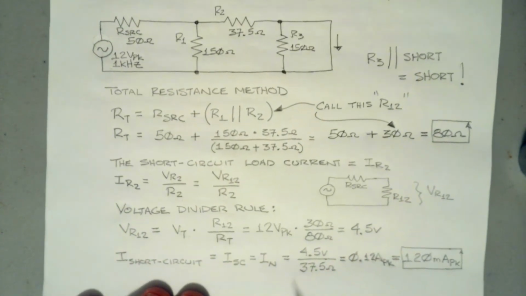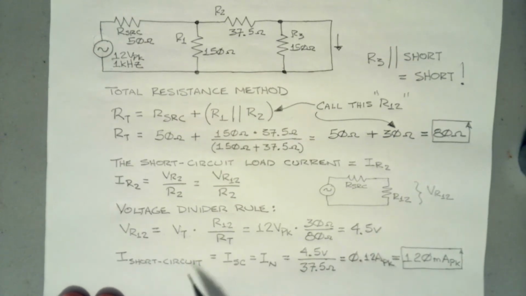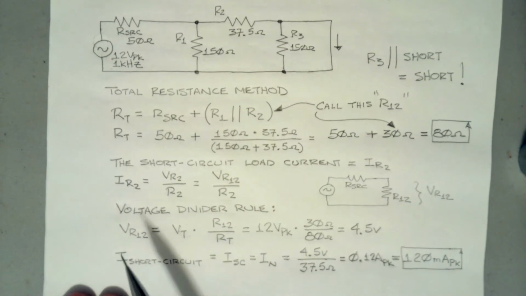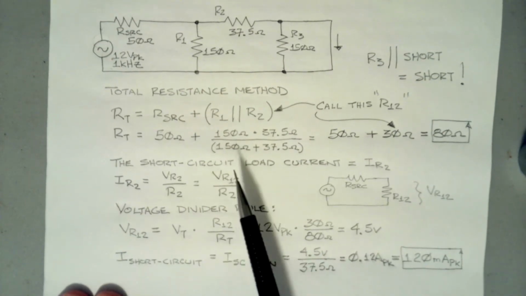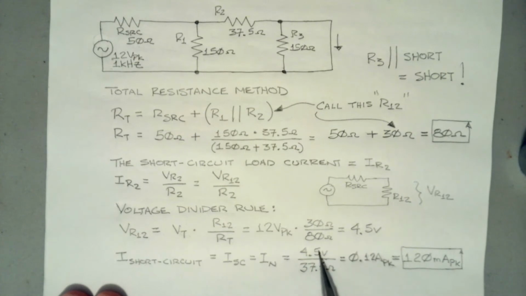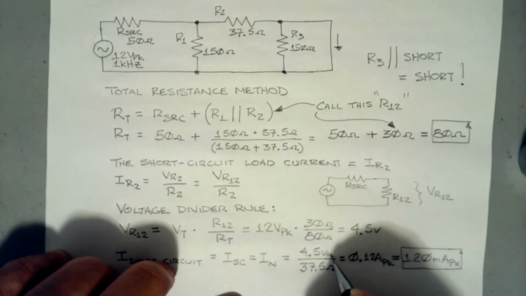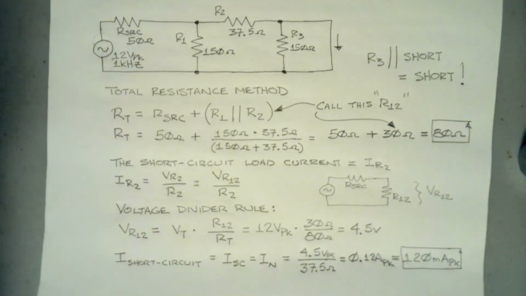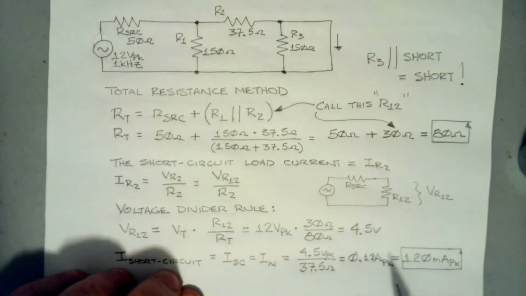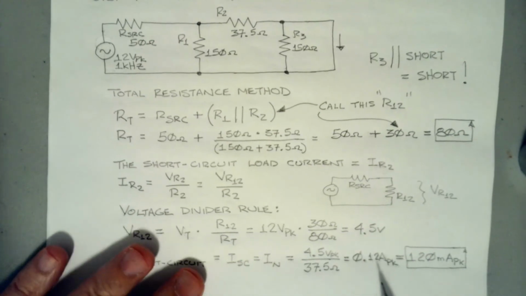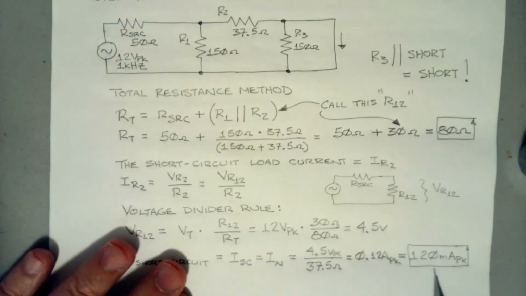So I come down here and I say, the short circuit current is going to be this I2. So we have this voltage now of 4.5, so it's going to be 4.5 divided by R2, which is 37.5 ohms, and we get 0.12 amps peak. This obviously is volts peak, so I should be a little more disciplined on that. The result is 0.12 amps peak, or 120 milliamps peak.